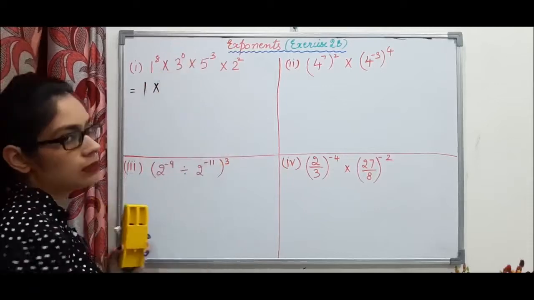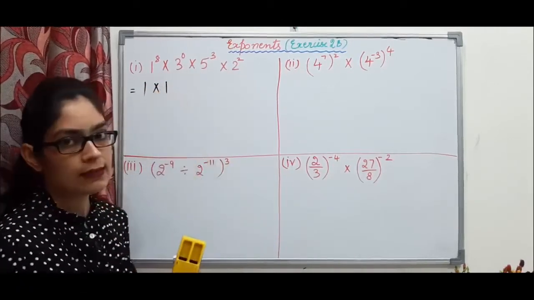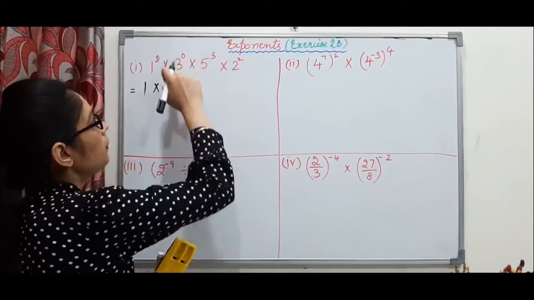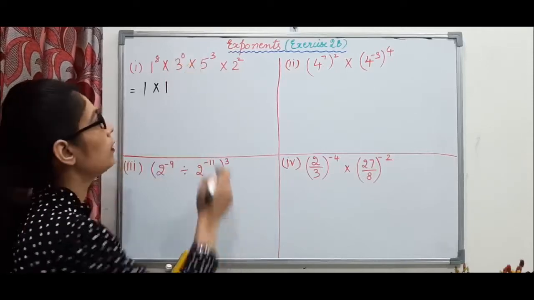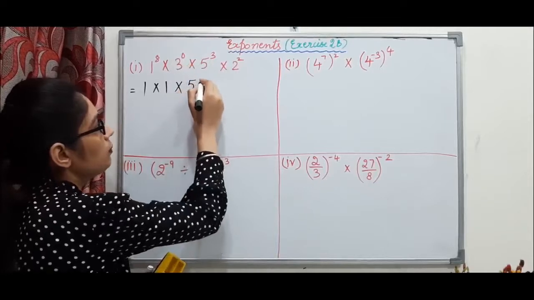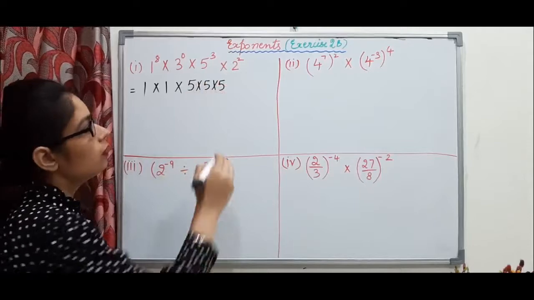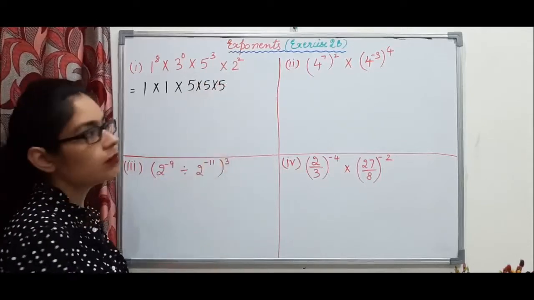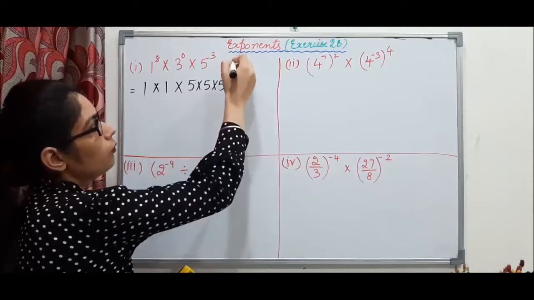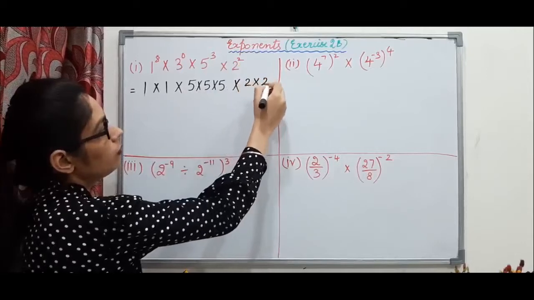Into 3 to the power 0. See, 3 to the power 0 is also equal to 1. As I have told you, if any number's power is 0, then that number becomes equal to 1. So that's what I have mentioned here. 5 to the power 3 means 5 is getting multiplied by itself 3 times. It is not 5 into 3, it is 5 into 5 into 5. And 2 to the power 2 means 2 is getting multiplied by itself 2 times.